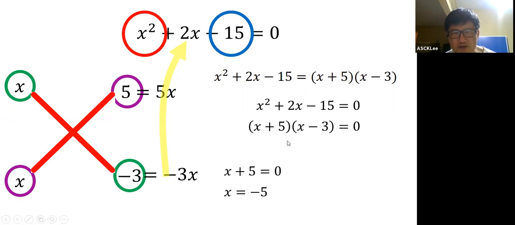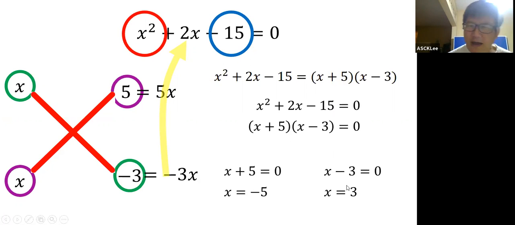So x plus 5 equals 0, your x equals minus 5. X minus 3 equals 0, so x equals 3, and you have arrived at your solutions. Your solutions are x equals minus 5 and x equals 3. So these are your two solutions to this quadratic problem.